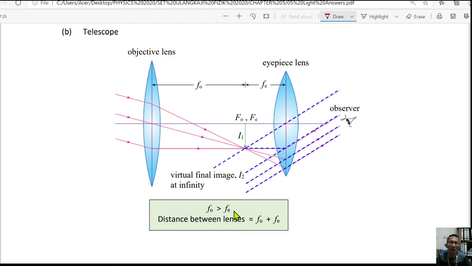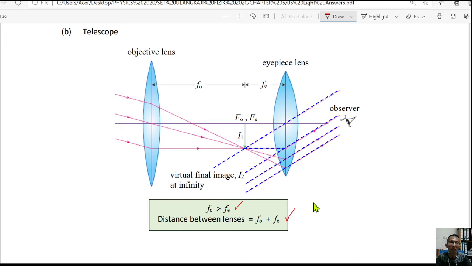Actually, this is common sense because we use a telescope to see what? To see the stars, to see the moon. So the objects are very, very far away. So definitely my focal length for the objective lens must be greater than the focal length for the eyepiece. So that's point number one. And point number two is the distance between the two lenses must equal the summation of the two focal lengths. That is point number two.